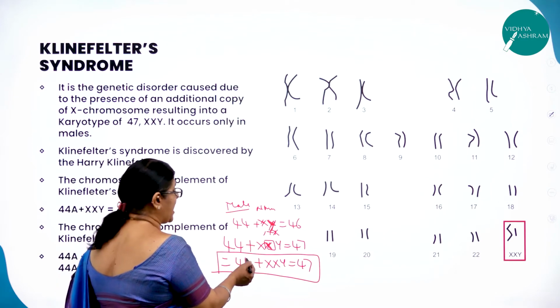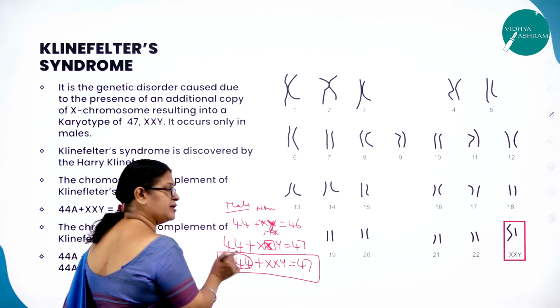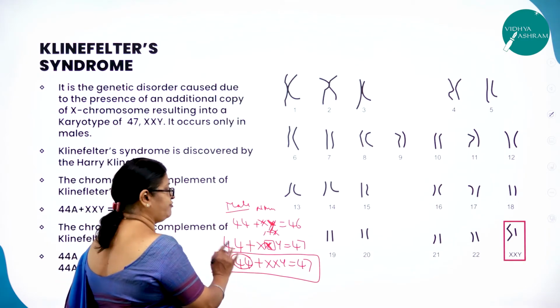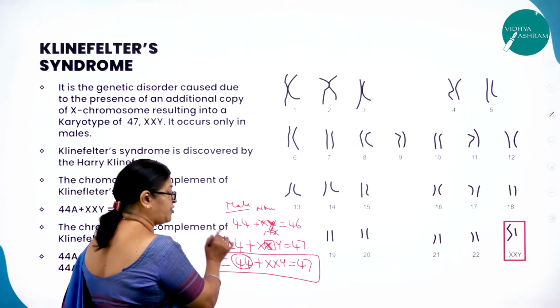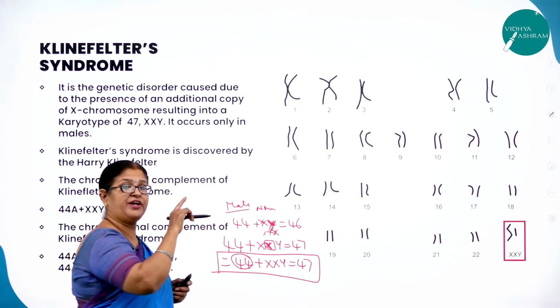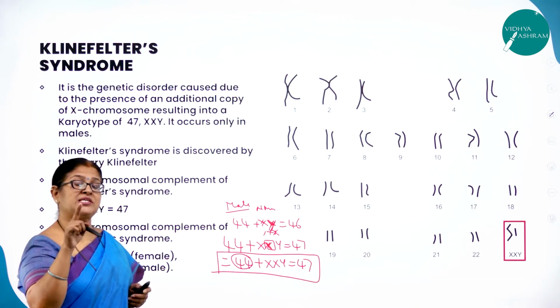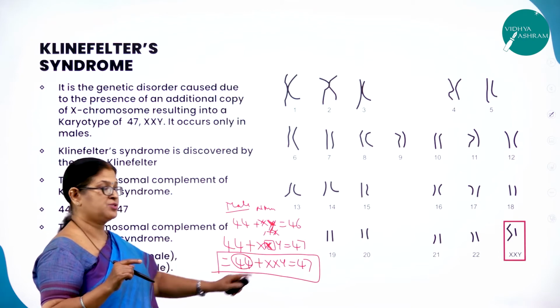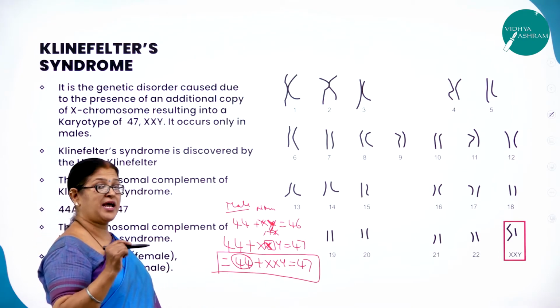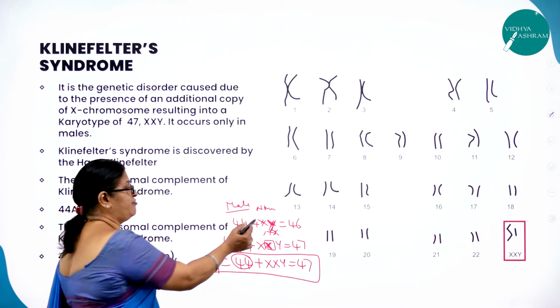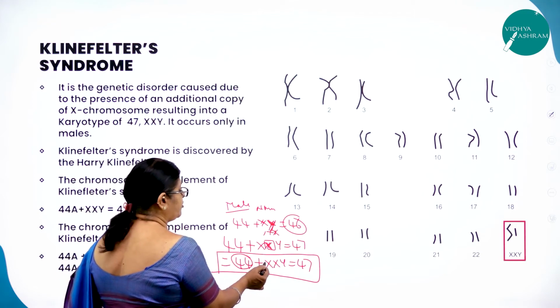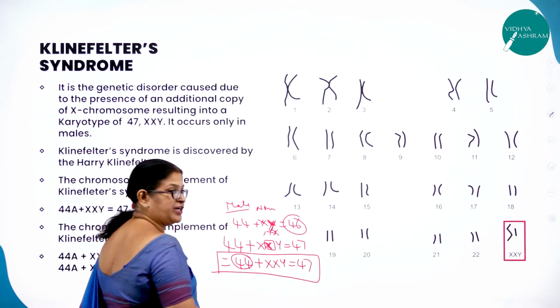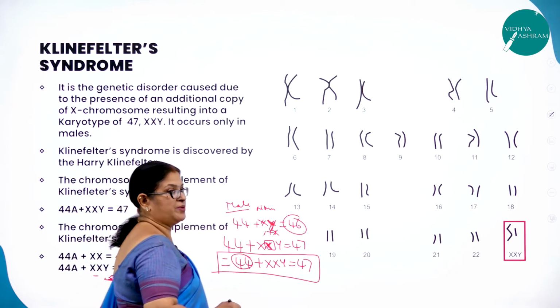So it is not added to an autosome. So autosome is normal. It is common. 44 it is. There it was 45 in Down syndrome, because plus 1 was added to the autosome. Here plus 1 is added to what? Allosome. So hence it is allosomal hyperaneuploidy. So instead of being 46, here you can see 44 plus XXY, that is equal to 47. So this is the chromosomal complement.